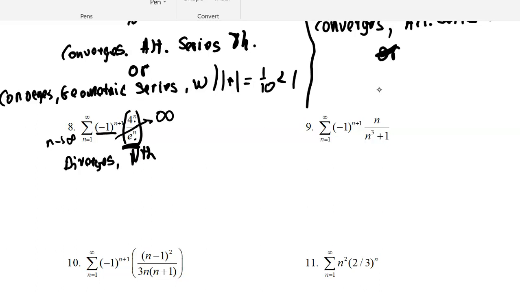And then it failed that nth term test. It wasn't a 0, it was infinity. So the limit as n goes to infinity for that a sub n term was infinity and not 0. All right.